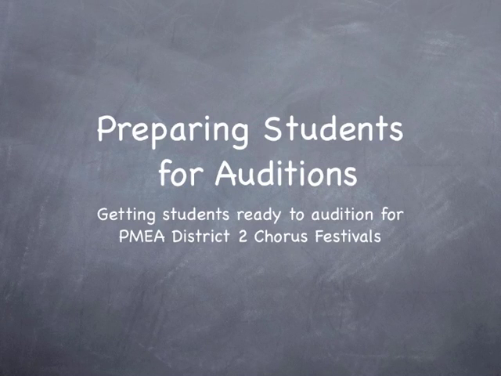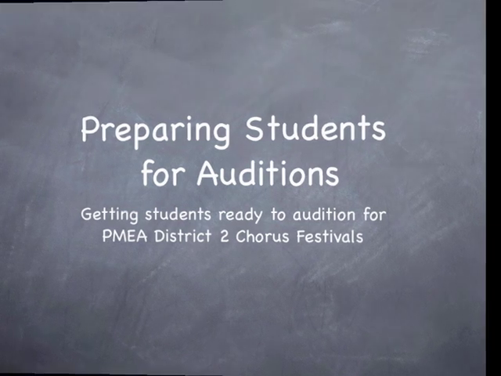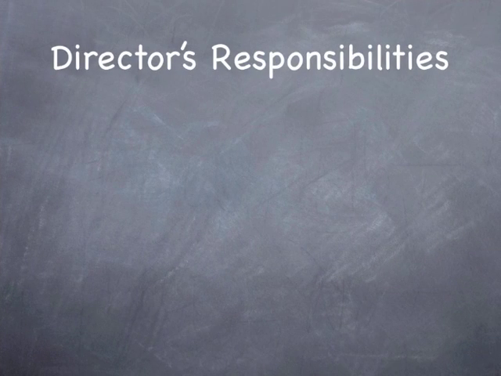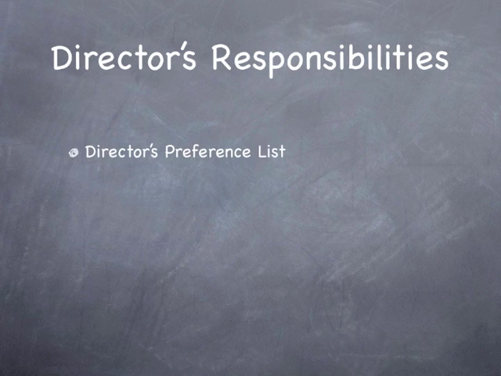I'm the PMEA District 2 Webmaster and Secretary, and this is a tutorial on how to get students ready to audition for chorus festivals. The director actually has a lot of responsibilities before the festival starts. Directors have to put together preference lists to send to the host director so they know which students will be participating. They have to get all the student forms together, all the signatures in place, everything collected in time and sent to the host director before the due date.